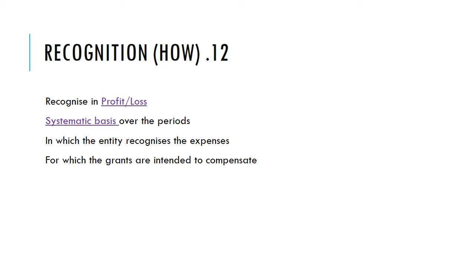Okay, so what paragraph 12 says is, where are the related expenses? You recognize in profit and loss over the periods in which the entity recognizes the expenses. So in terms of paragraph 12, we are looking for when and where the expenses are recognized, for which the grant is intended to compensate.